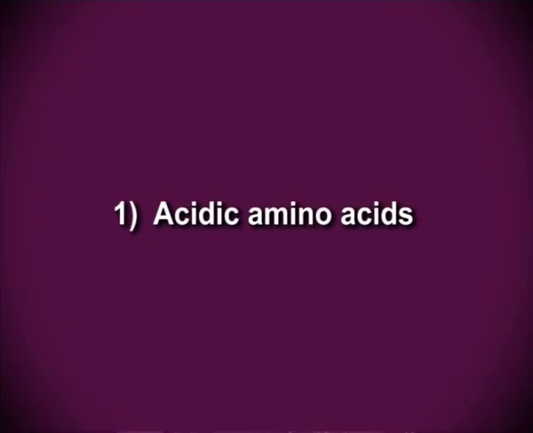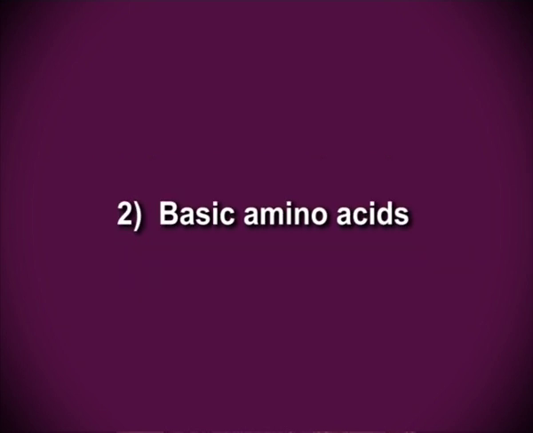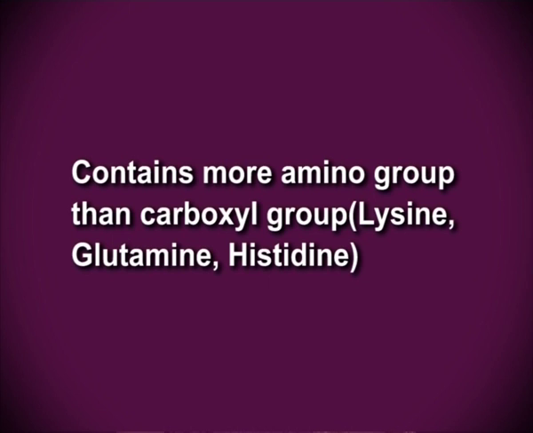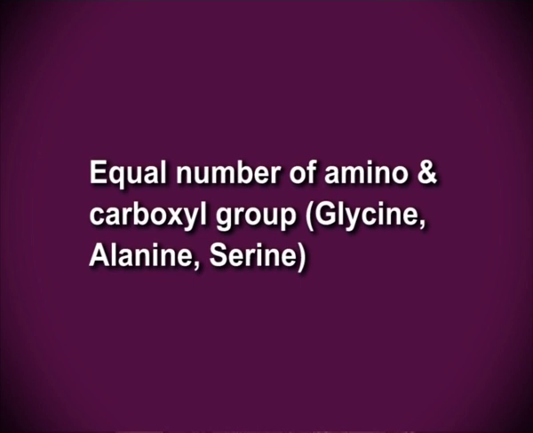Amino acids can also be classified based on their R group or side group. First is acidic amino acids. These contain more carboxylic groups than amino groups. Examples: aspartic acid and glutamic acid. Second is basic amino acids. These contain more amino groups than carboxylic groups. Examples: lysine, glutamine and histidine. The third is neutral amino acids. These have an equal number of amino and carboxylic groups. Examples: glycine, alanine and serine.